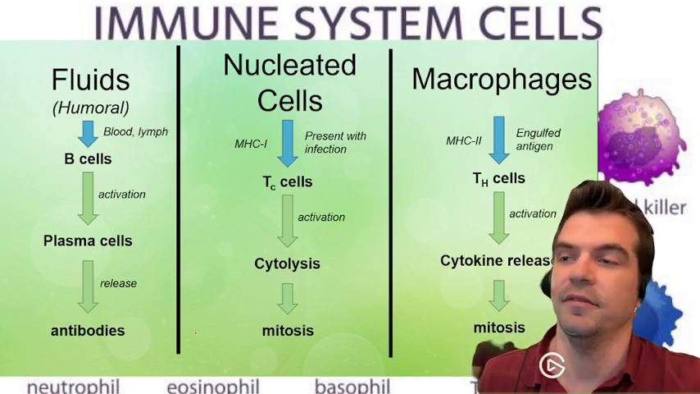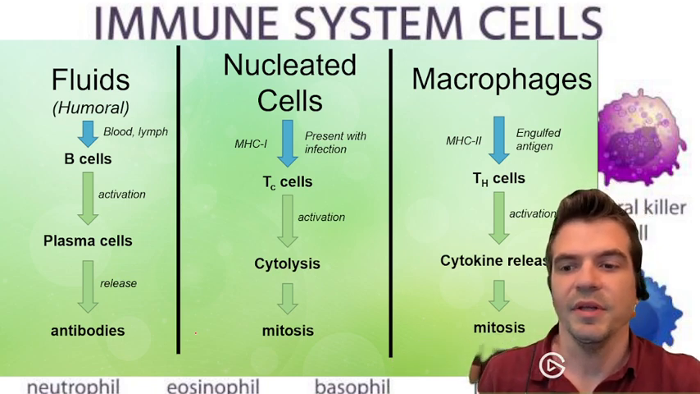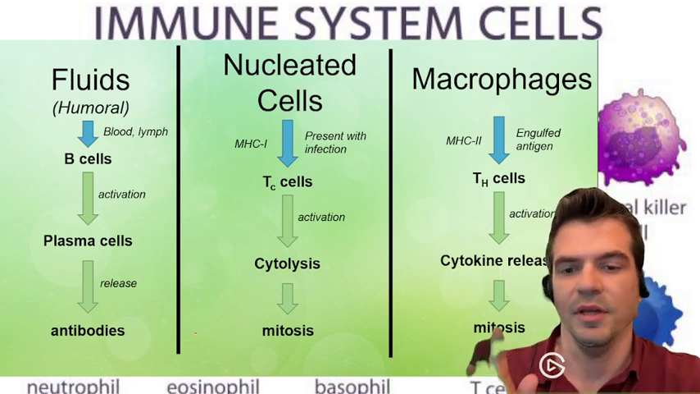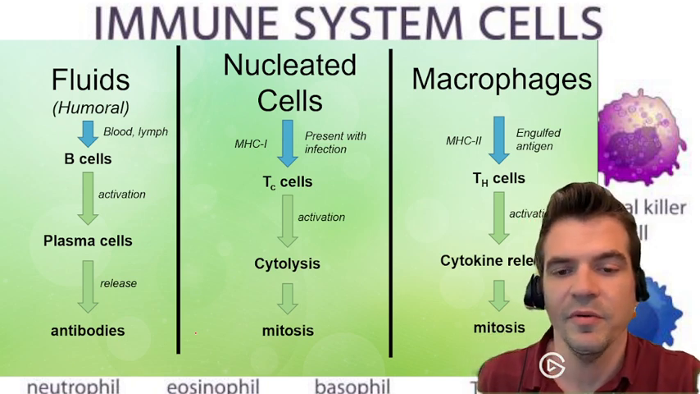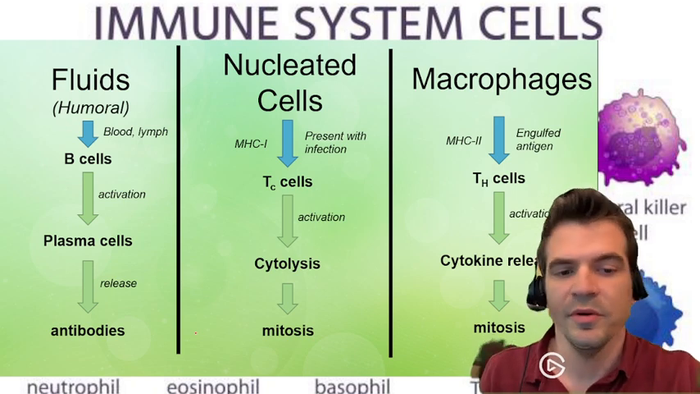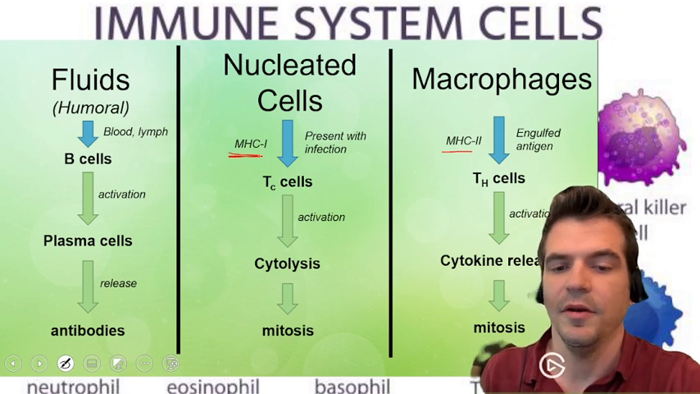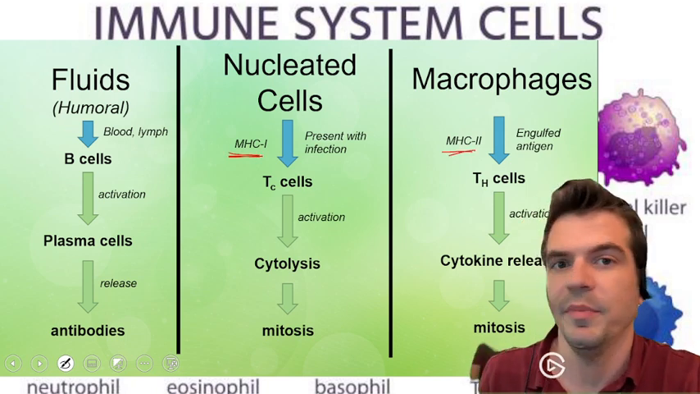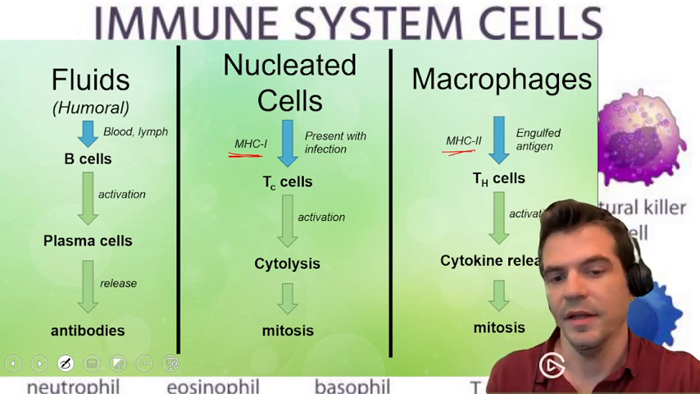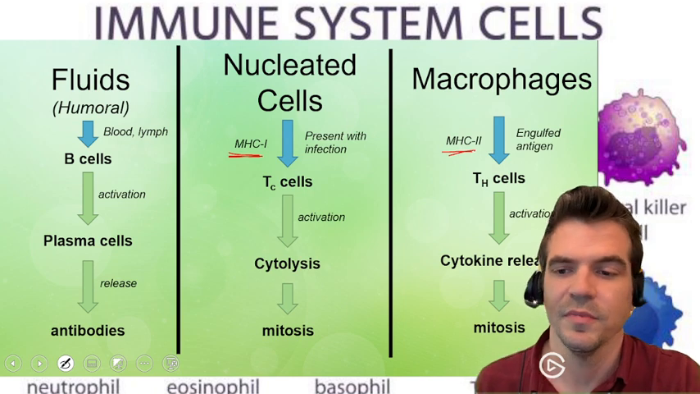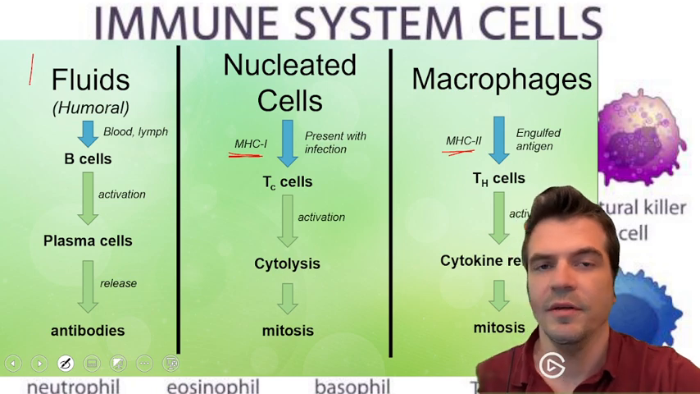This slide spells out all of adaptive immunity and how it takes place in our fluids, in our nucleated cells, and in our macrophages. Remember, macrophages and nucleated cells are going to be dependent upon the major histocompatibility complex. There are two different types, and we'll get into those. But basically, we have humoral immunity in the fluids.